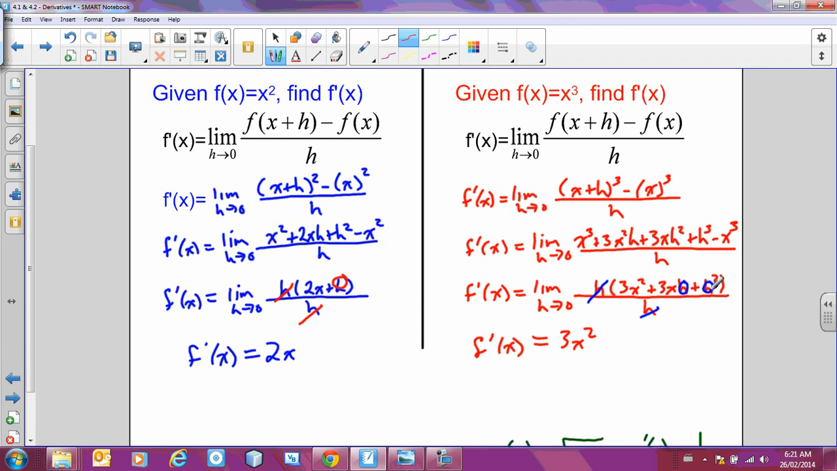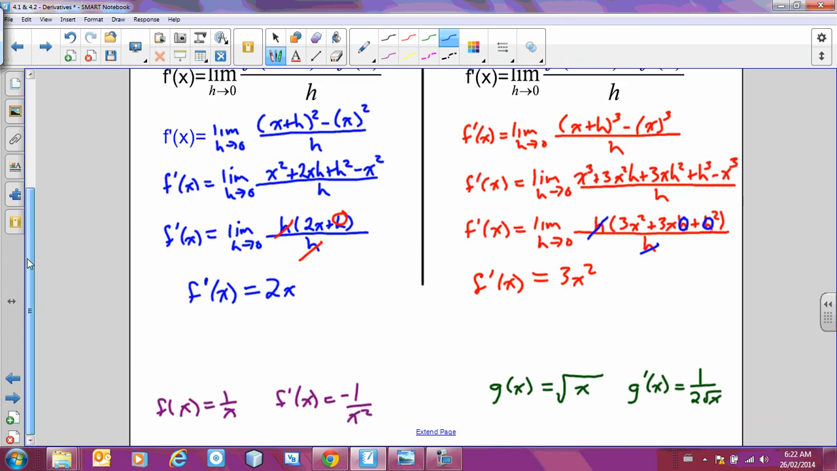Because I have 3x times 0 and plus 0 over here. So if we look at our original questions now, I had x squared, my derivative is 2x. I had x cubed, my derivative is 3x squared. So it starts to look like there's a bit of a pattern here. The constant out in front is my exponent. And as I've gone to the derivative, my exponent went from 2 here to 1, 3 here to 2. So it seems like there's a bit of a pattern.